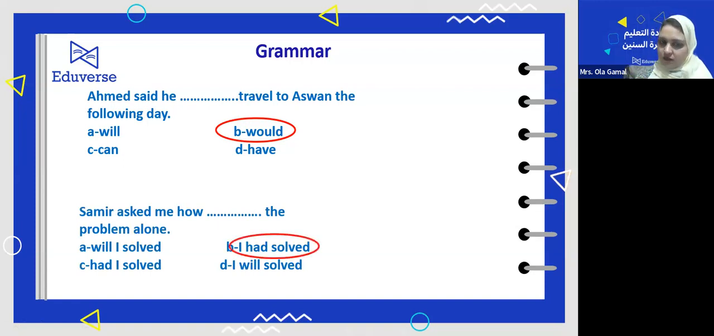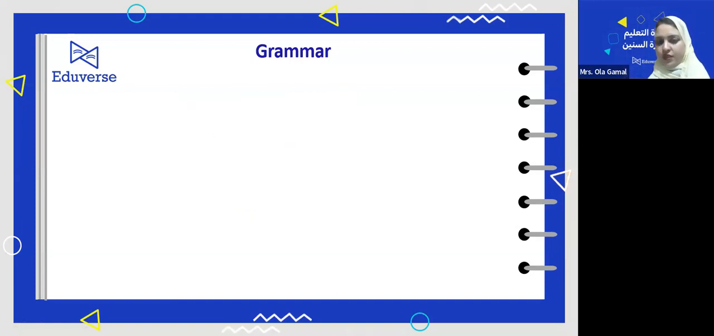How I had solved the problem alone. And here it's the WH-question in reported speech. As you see here, I had solved. We can't say "had I." We don't move the verbs or the pronouns in the sentence after the question word.